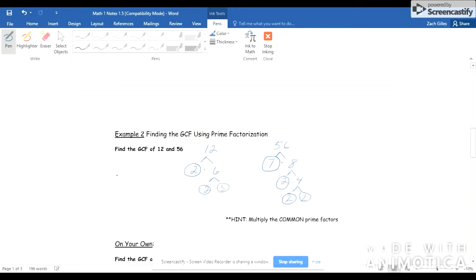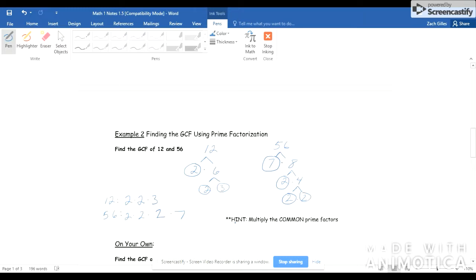Okay. Next, I'm going to rewrite the prime factorization of each number. So for the 12, the prime factorization is 2 times 2 times 3. 2 times 2 is 4. 4 times 3 is 12. And the prime factorization of 56 is 2 times 2 times 2 times 7.